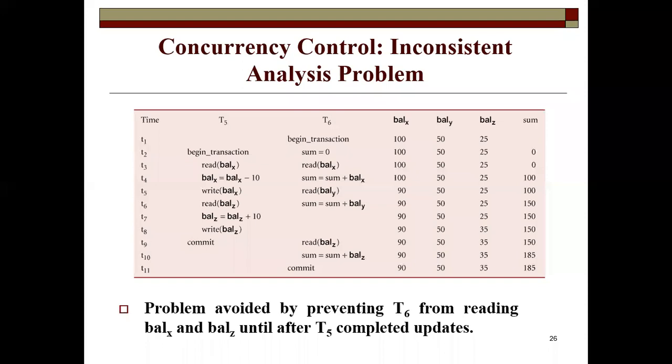Because T6 kept on reading, but T5 was making updates, and we ended up reading an unupdated value of balance in X. So is this problem clear?